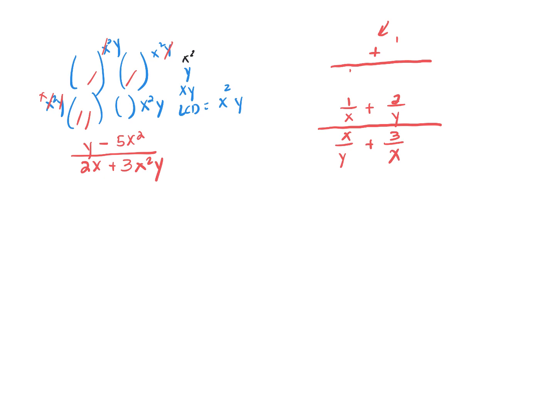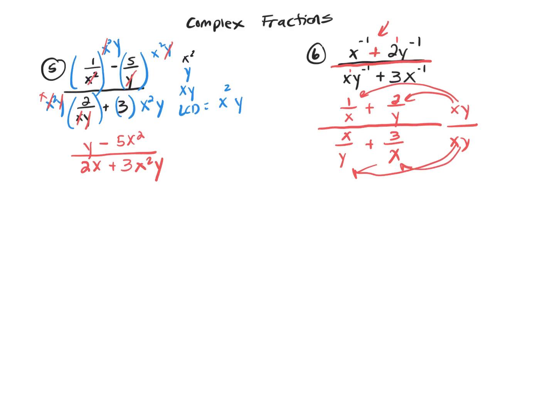Okay, so it looks like our LCD would be xy. You're going to multiply every term in the top, every term in the bottom by xy. And that's going to leave you y plus 2x over, y's cancel, you're left with x squared plus 3y.